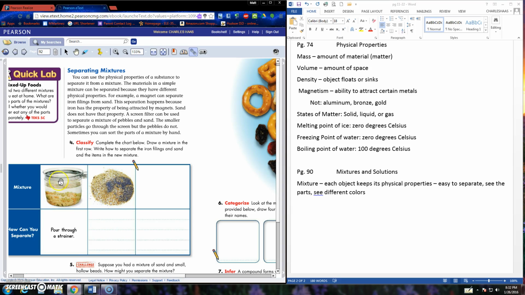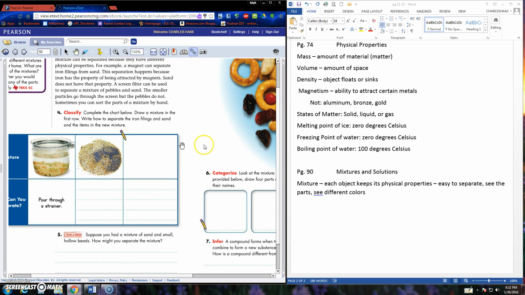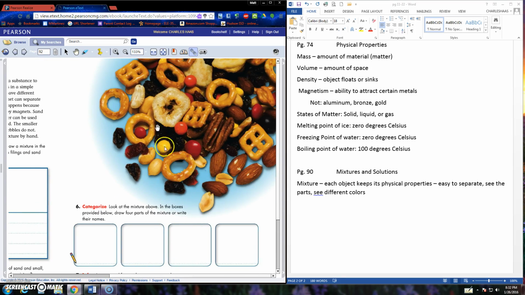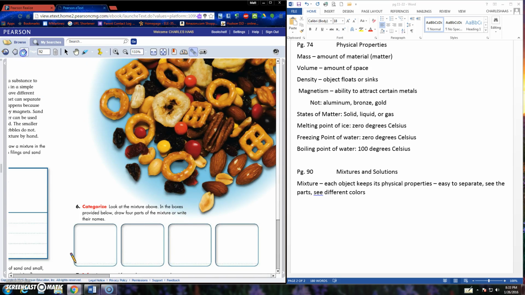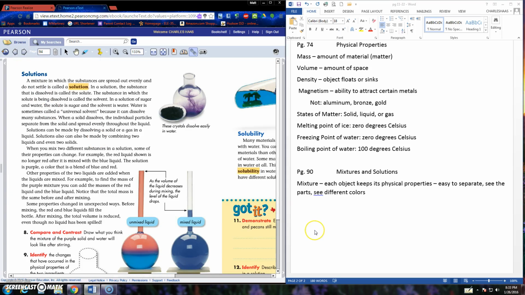Here's a mixture of pasta and water. You can separate that by pouring it through a strainer. Here's another mixture. I think we actually had some of this mixture right here. Easy to separate for the people who don't like the raisins, right?